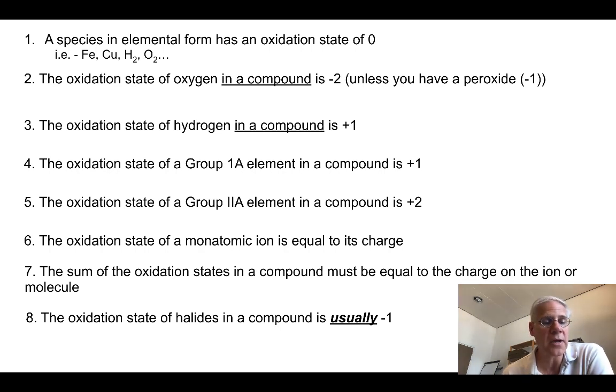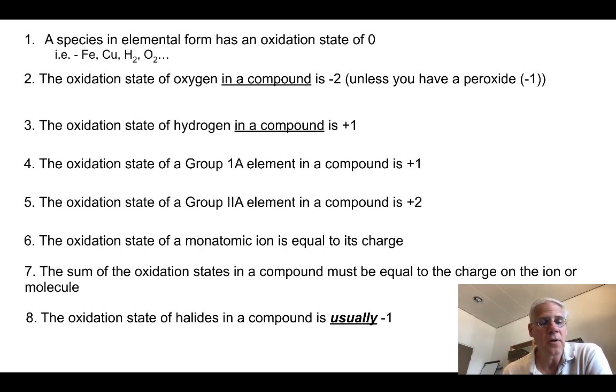And then we can check some things, because this does not cover all the elements by any means. So as you look at a compound, we have to realize that the sum of the oxidation states in a compound has to be equal to the charge on either the polyatomic ion or on the molecule. If it's a molecule that has no charge, then the sum of the oxidation states has to be zero. If it's something like a phosphate ion, PO4, with a 3 minus charge, then the sum of the oxidation states has to add up to minus 3.